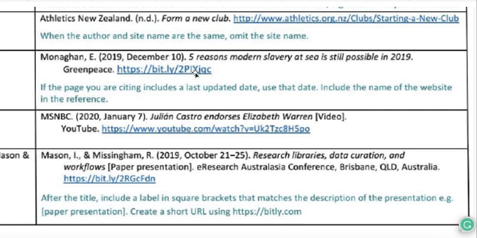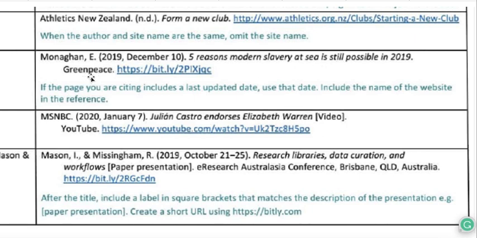In the case of the web page, we are talking only about the web page. In web page references, we may add the month, the date, and the year. But remember, first of all it is the year, then a comma, and after that the month, with no comma, and then comes the date. The parenthesis closes and the dot is here. And the title of the web page is "5 reasons modern slavery at sea is still possible in 2019." So that is the web page from where we are taking the reference.